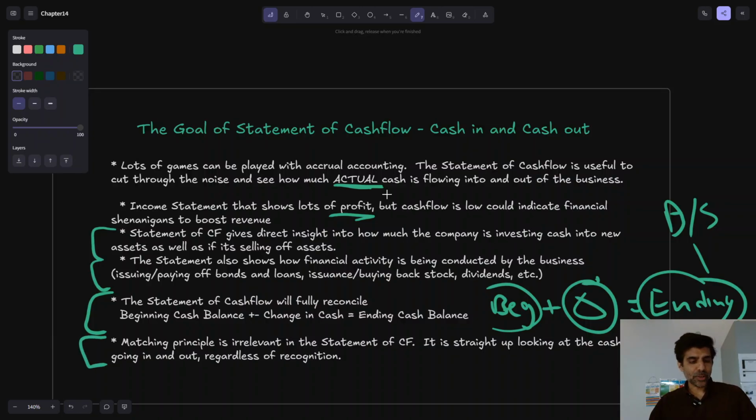Also, the matching principle is irrelevant for this statement of cash flow. It's just straight up looking at cash coming in and out. The matching principle is for the income statement because we want to match the revenues with the expenses. But cash flow is just looking at cash flow. It's not thinking about matching anything.